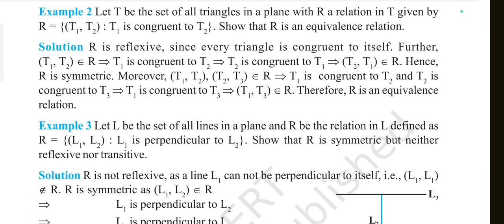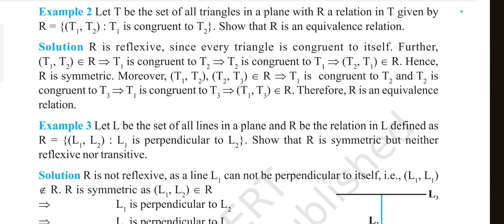Example number 2. Let T be the set of all triangles in a plane with R a relation in T given by R equals {(T1, T2): T1 is congruent to T2}. Show that R is an equivalence relation. As we know, we have to show that the relation R is reflexive, transitive and symmetric.